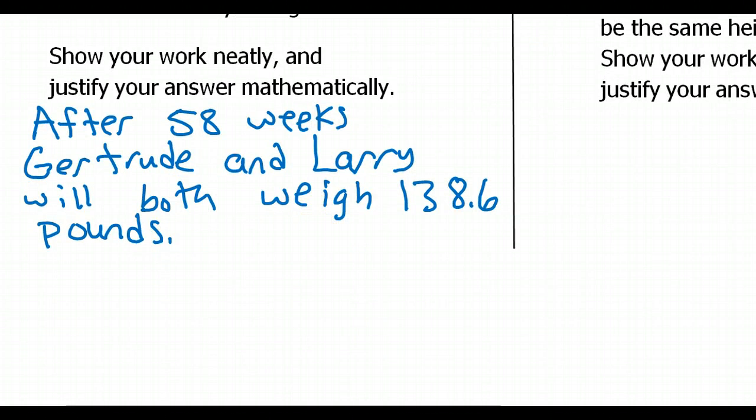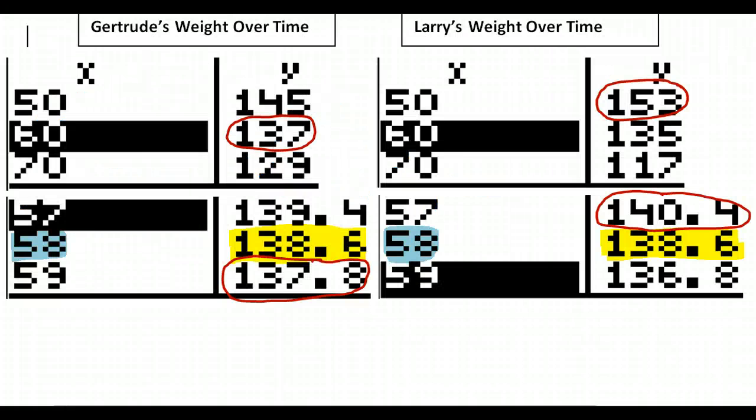Okay, and as far as the justification and showing mathematically, you could, if you had your two tables of values side by side, the way I do, of course yours would be written by hand, but this would be your mathematical justification. You could use your table of values to show where they match at 58 weeks.